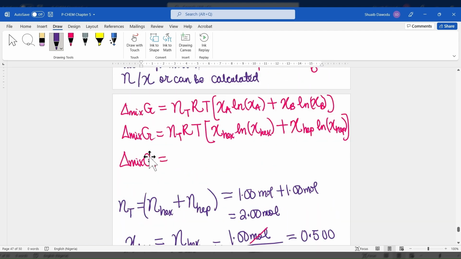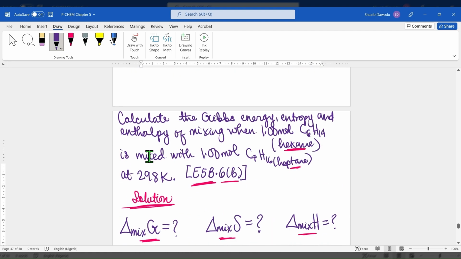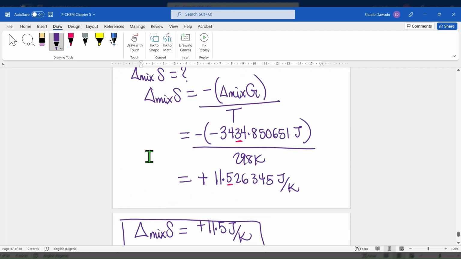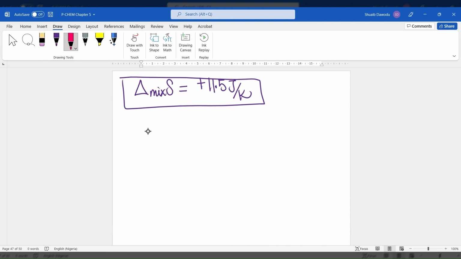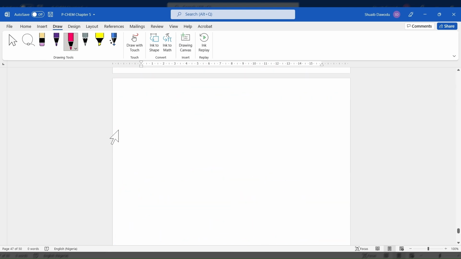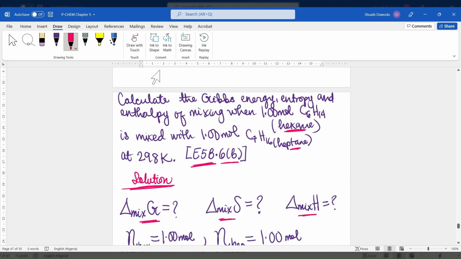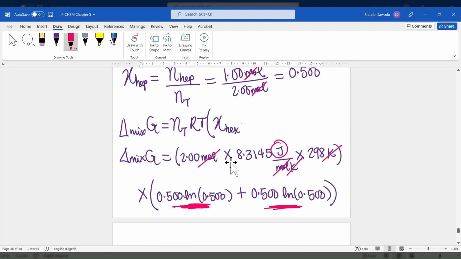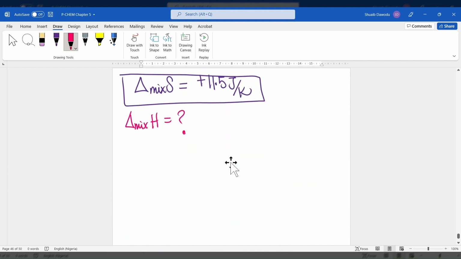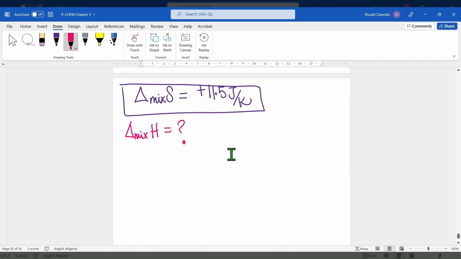Then, lastly, we're also told to determine the enthalpy of mixing. So the enthalpy of mixing is what we're supposed to do next. And remember, what did the question also say? Calculate the Gibbs energy, and so on. It's the same exact thing. Now, I want to quickly mention to you that all that we're working on in this particular question is based on ideal solutions. We are dealing with ideal solutions here.